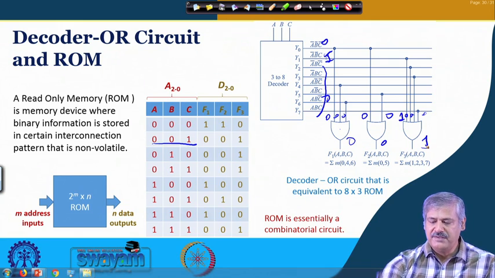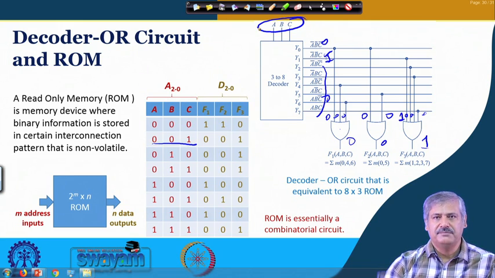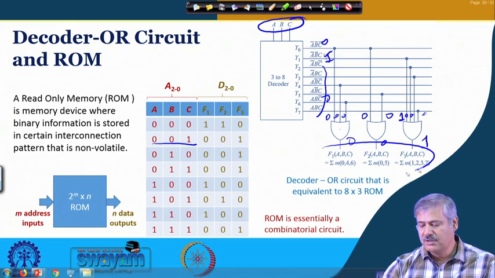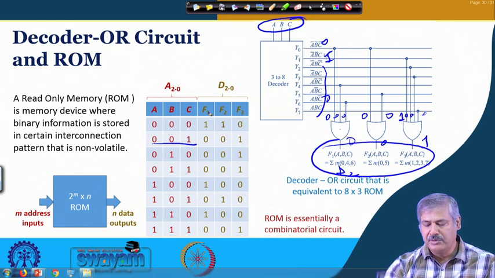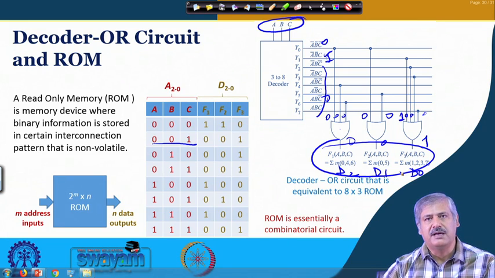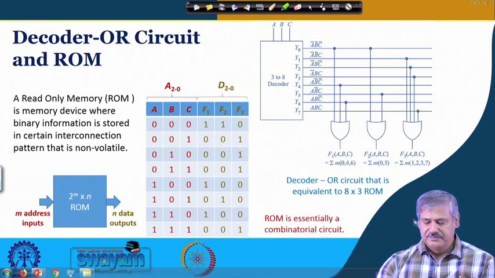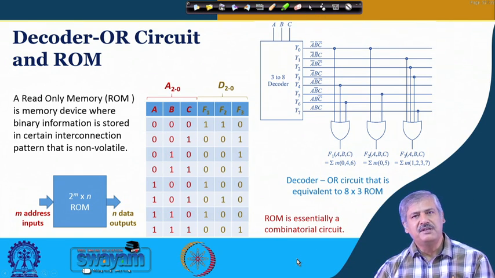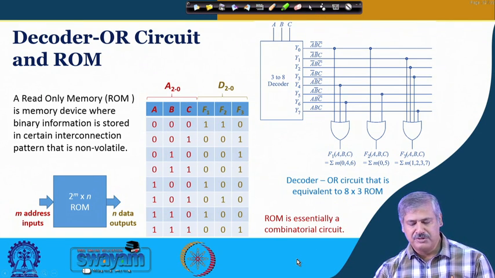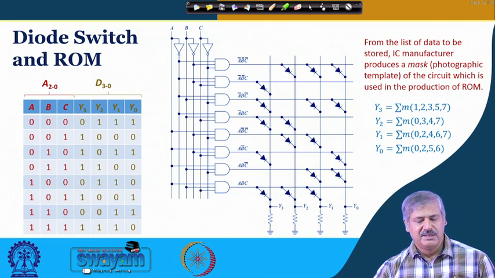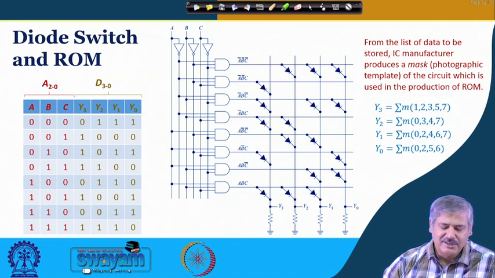Right. So you place the location address bits, and at the output, the way we have configured it, you will get D2, D1 and D0 by this arrangement. Is it fine? So ROM is essentially a combinatorial circuit, that is what we have noted. Now let us move forward.